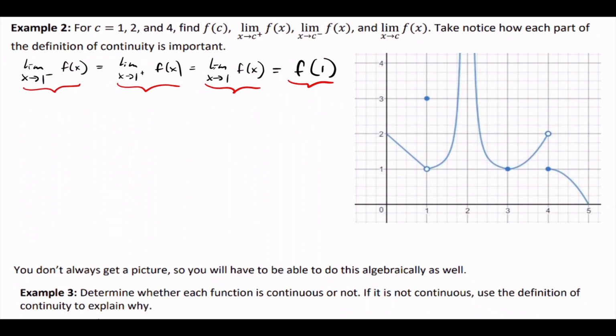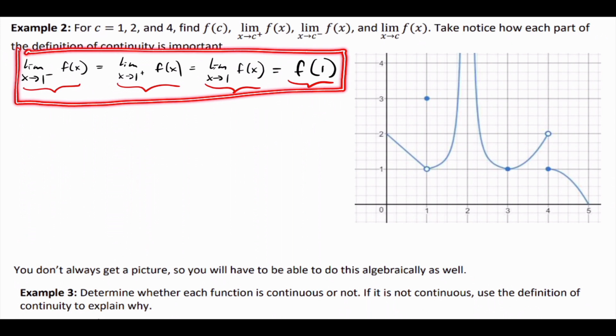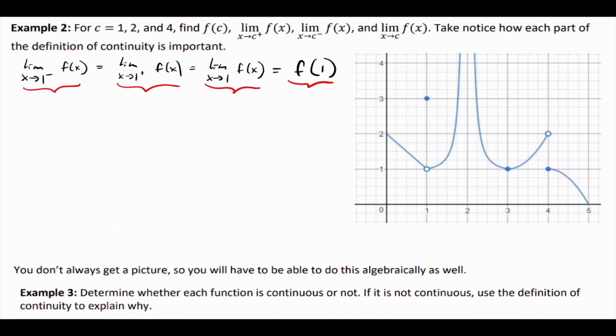If all of these are equal, it's continuous. As soon as one of them doesn't equal the rest, it's not continuous. Game over. So this is what we call the definition. In math, we have definitions, but they're usually not word definitions. This is what we call the definition of continuity. If all 4 of these are equal, it's continuous. If one or more of them doesn't equal, then it's not continuous.